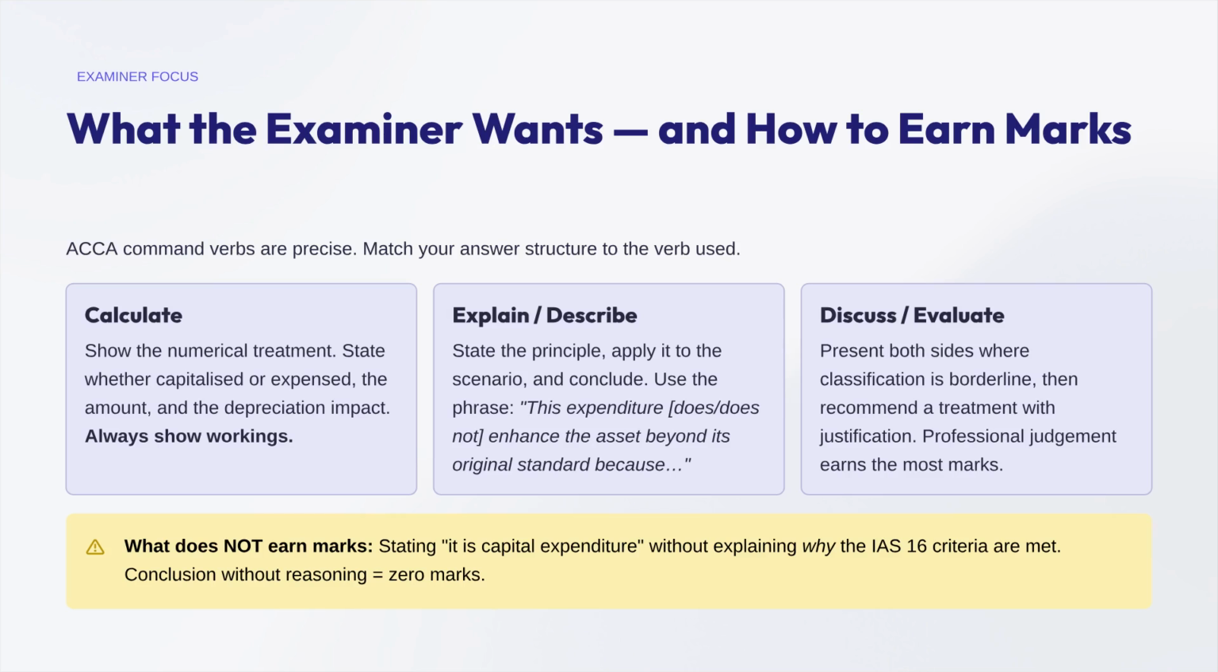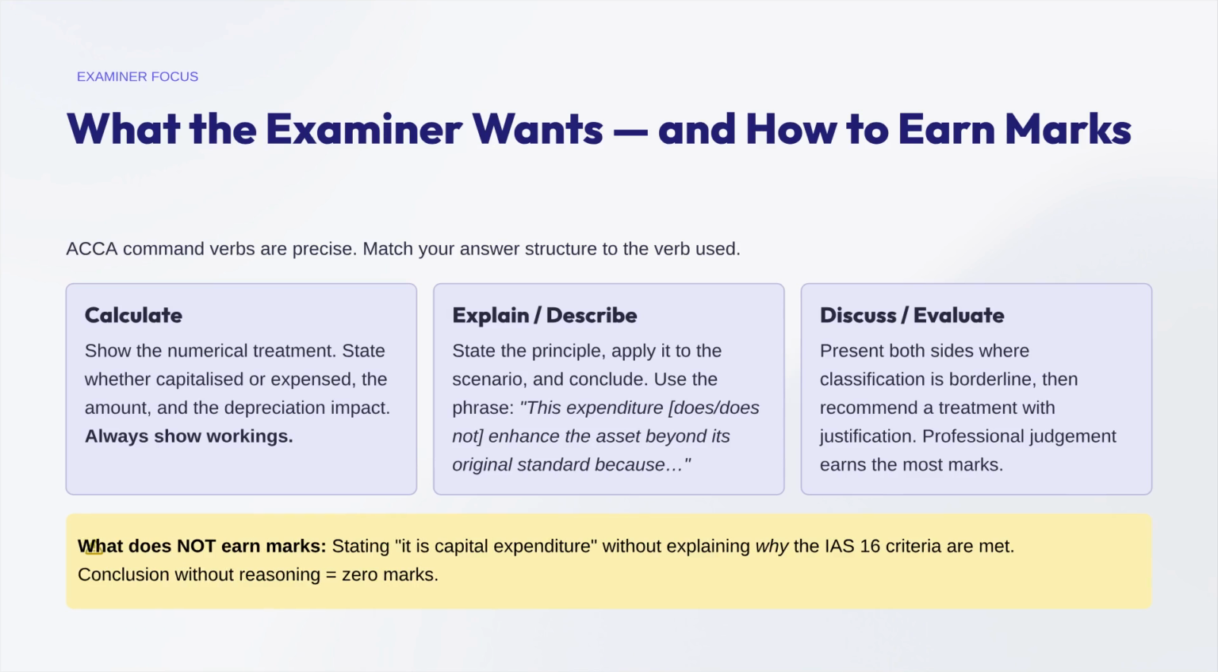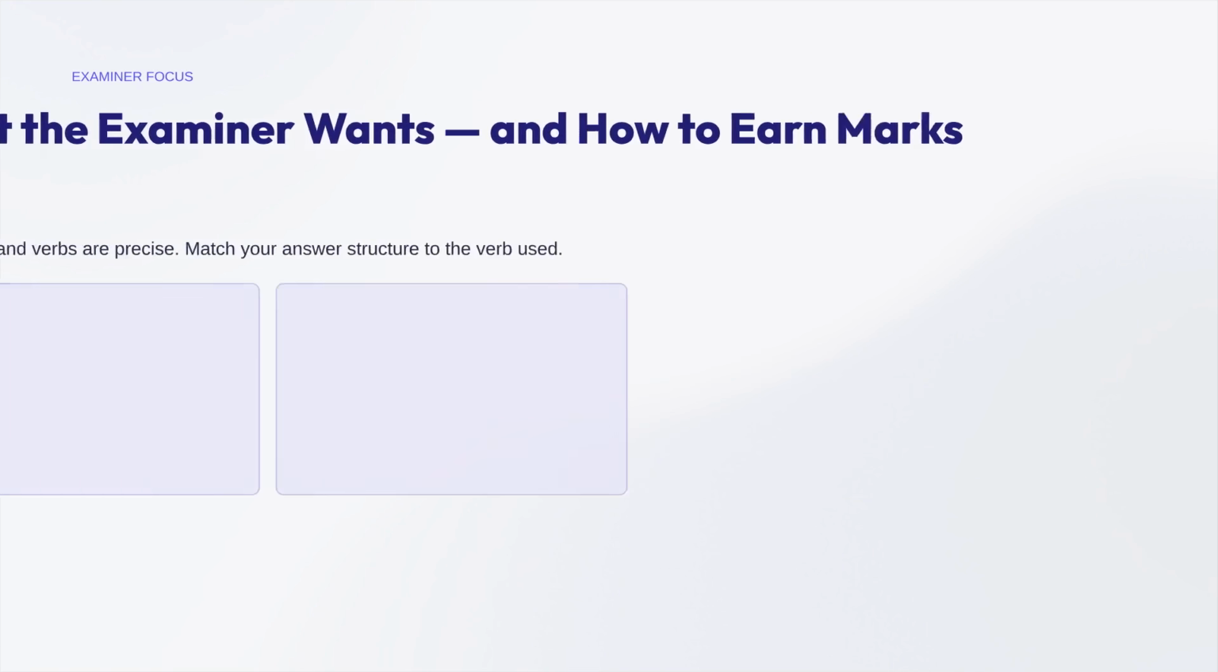Now, here's what does not earn marks. Simply stating that it's capital expenditure without explaining why the IAS 16 criteria are met. A conclusion with no reasoning is worth 0. Keep that firmly in mind as we walk through the specific traps where students lose marks.